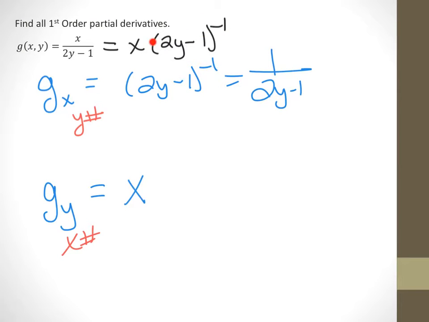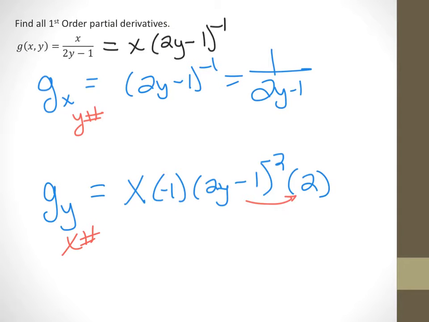We're going to bring the negative 1 down, keep what's inside, chain rule out, right? So let's bring the negative 1 down, keep what's inside. That's a y, sorry. 2y minus 1. Subtract 1 from the exponent to get negative 2. Chain rule out, derivative of what's inside with respect to y. Derivative of 2y is 2. Derivative of negative 1 is 0. And so you get this.